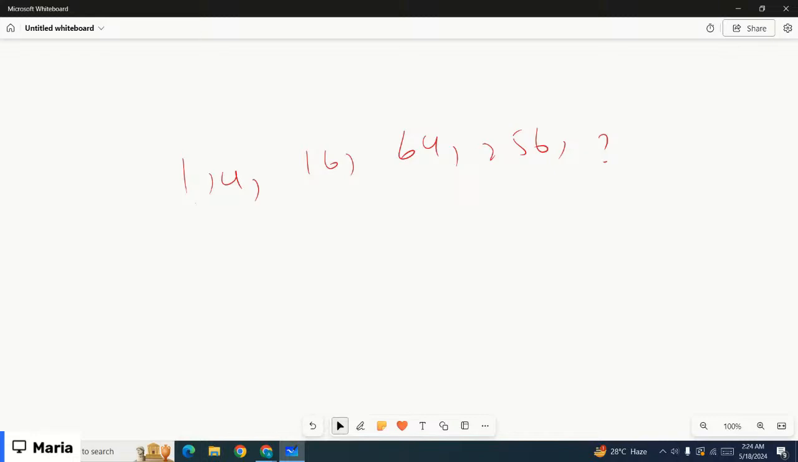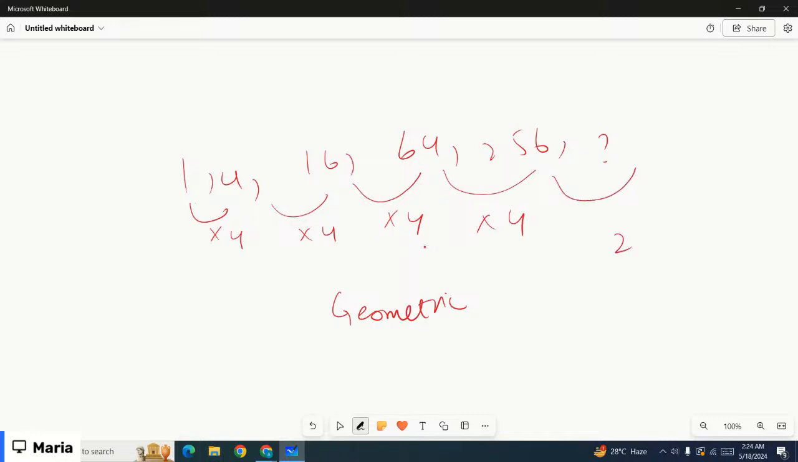So let's just understand how the pattern is going, right? 1 times 4 is 4, 4 times 4 is 16, 16 times 4 is 64, 64 times 4 is 256. So that is a geometric sequence, right? Because the pattern is growing by a constant multiplier. So for the next one, you have to do 256 times 4. That is 1024. So the missing number is 1024.